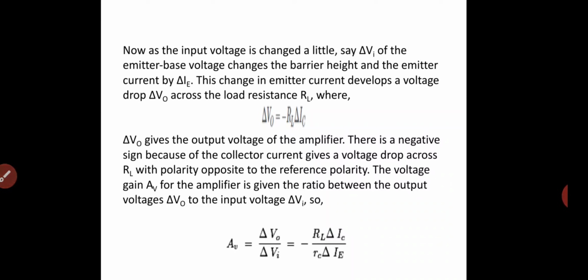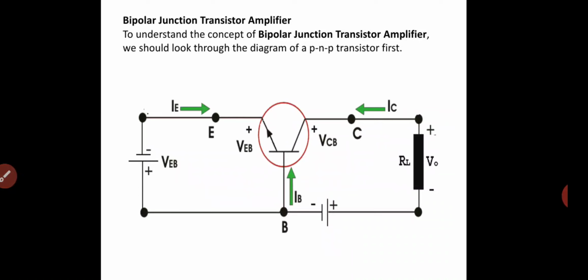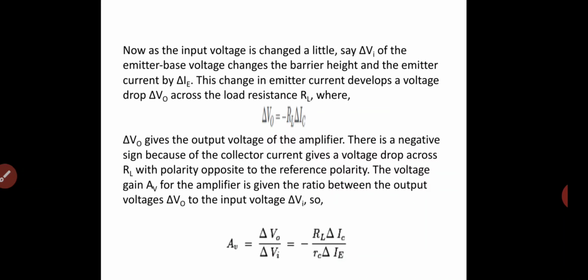If the input voltage is changed a little, this is how the configuration works. When VEB is increased slowly, as in the input characteristics reading, the change in input voltage, del V, changes the barrier height and the emitter current by del IE. When the input voltage is increased, the input current del IE is increased.